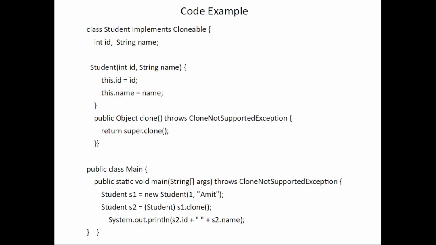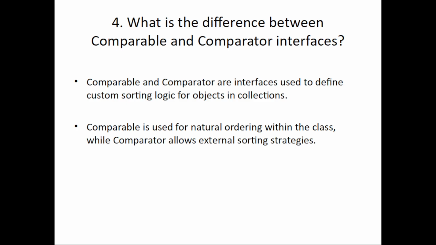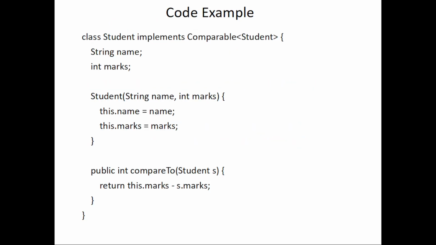Let's see the next question. What is the difference between Comparable and Comparator interfaces? Java provides Comparable and Comparator interfaces to help us sort objects. Comparable is used to define the natural ordering of a class, and Comparator is used to define custom ordering, often externally. Let's look at the example.